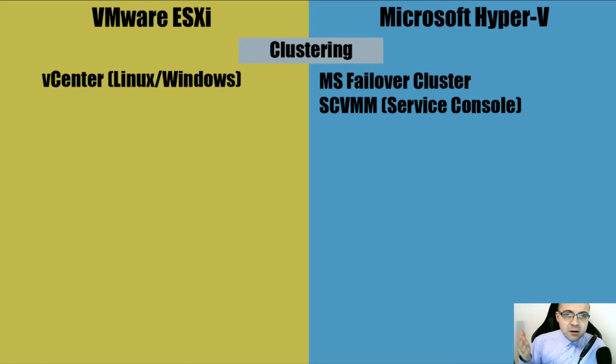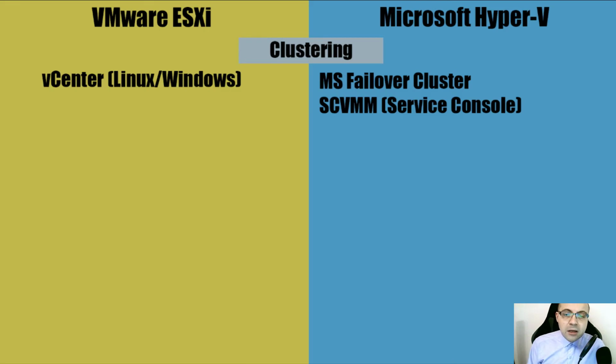In vCenter, a role of these clusters would be called a data center. So by default, it's integrated in vCenter. You could have different locations and then manage them all within vCenter. In Microsoft Hyper-V, you would have to basically set up a different machine for clustering purposes, for an extra layer of clustering.